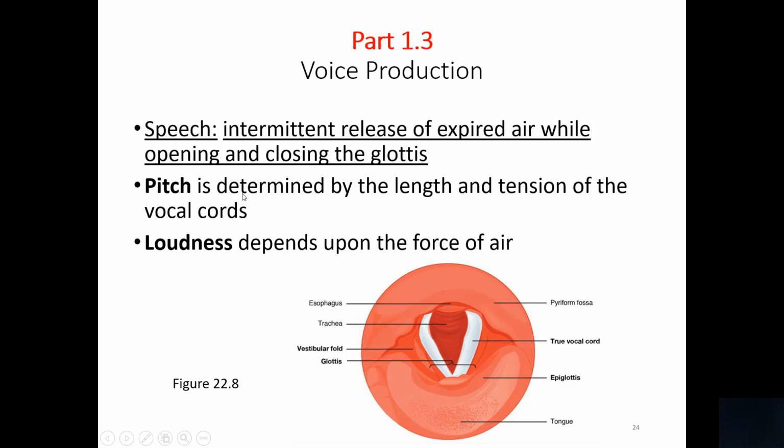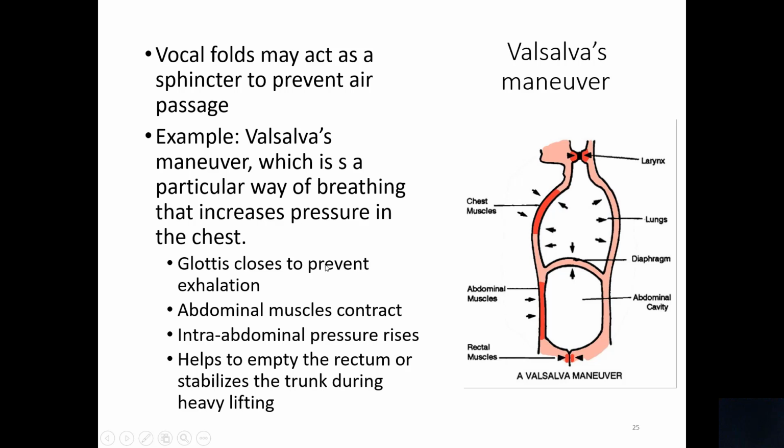Pitch of our voice is determined by the length and tension of the vocal cords. Children have smaller and shorter vocal cords, so their voice is higher, and adults' voice usually is lower comparing with them because they have longer vocal cords. Loudness depends upon the force of air.